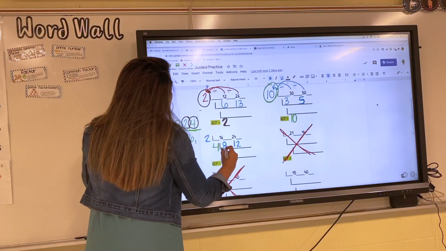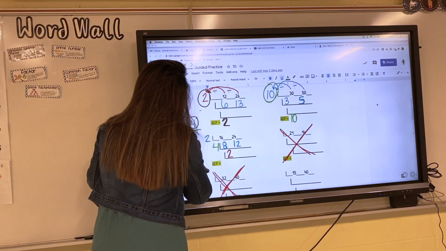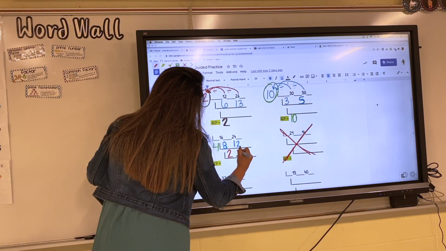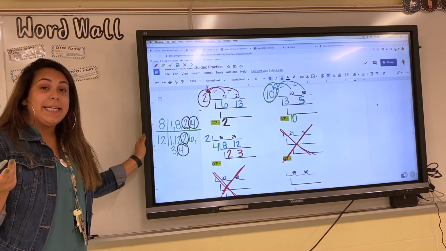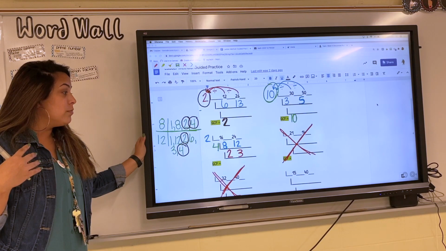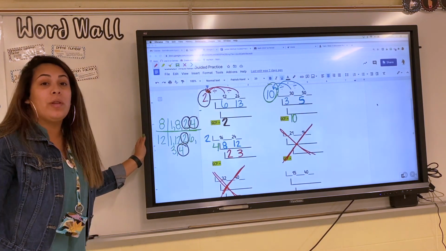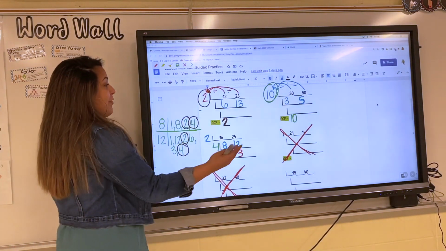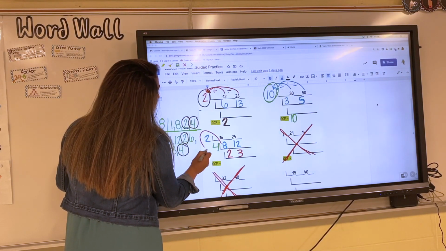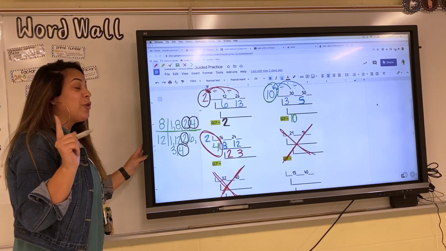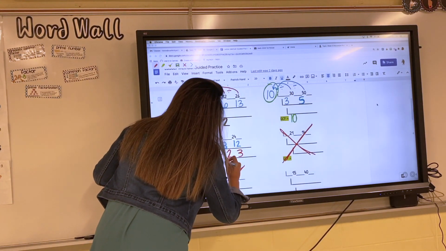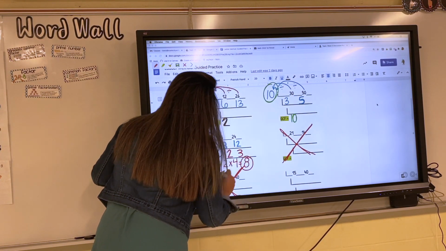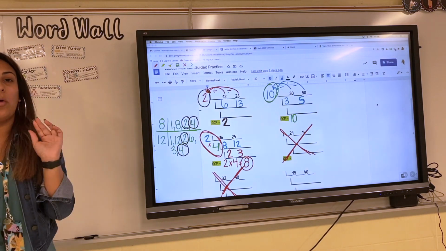8 divided by 4 is 2. And then 12 divided by 4 is 3. 2 and 3 are both prime numbers. So the only factor they have in common is 1. So we're done filling out our ladder. But like we have to figure out the GCF, remember we have to multiply the numbers on the outside, especially when there's more than 1. So 2 times 4 is 8. So the greatest common factor of 16 and 24 is 8.